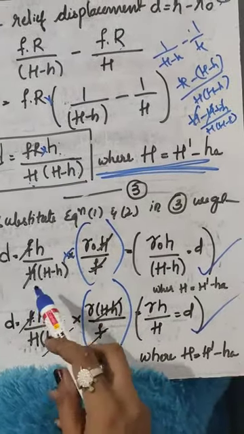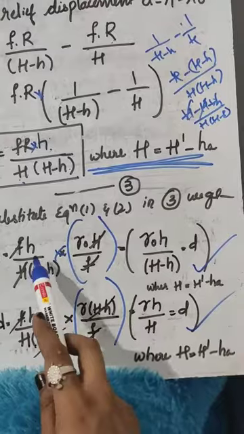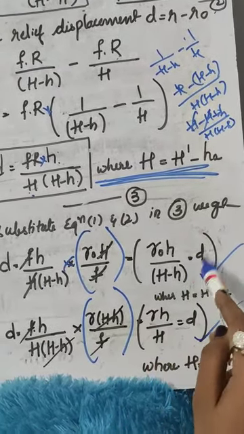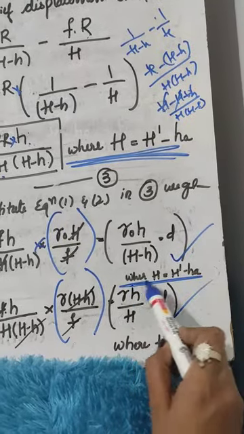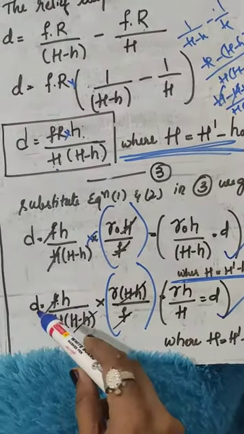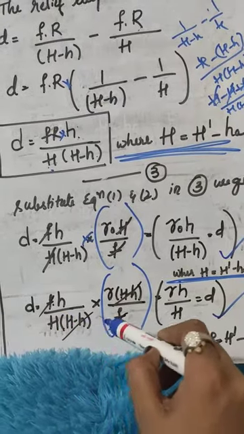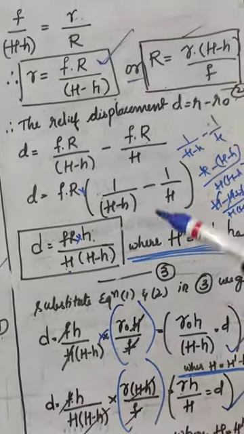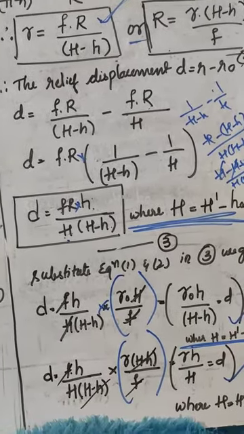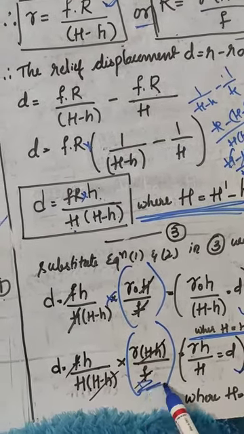So in the first one, H and H cancel, f and f cancel, so the remaining is r naught h divided by H minus h, that is equal to D. Writing this is very important, where H is equal to H dash minus small h A. And in the next, D is equal to f h divided by H minus h, or this second equation now, that is r into (H minus h) divided by f, that is this value.